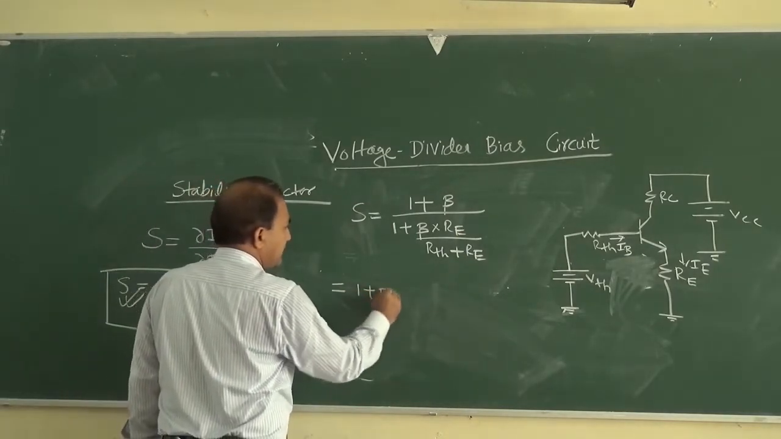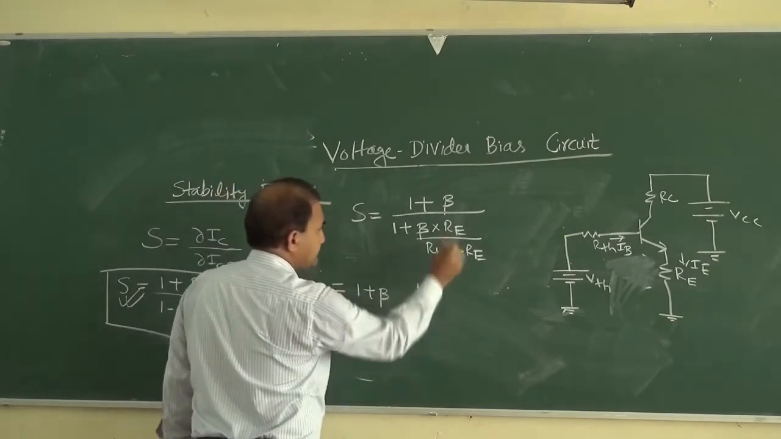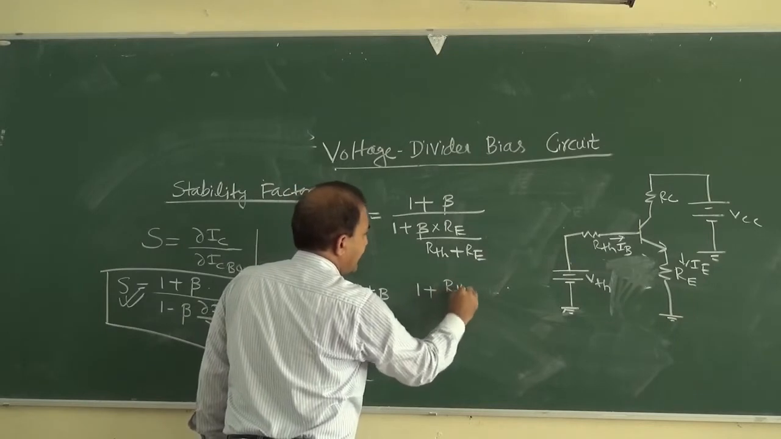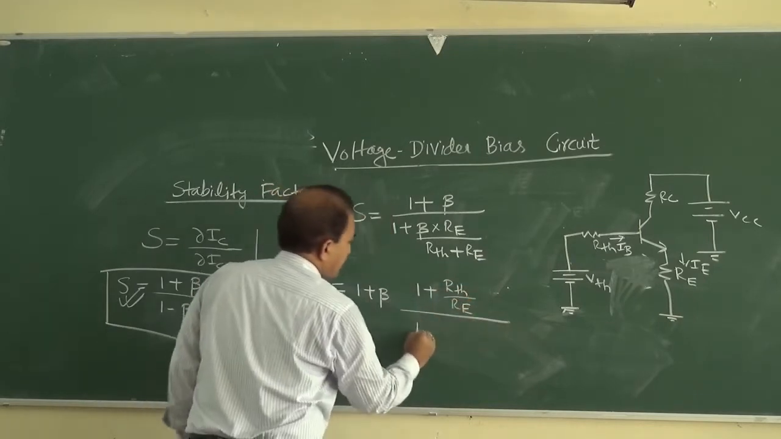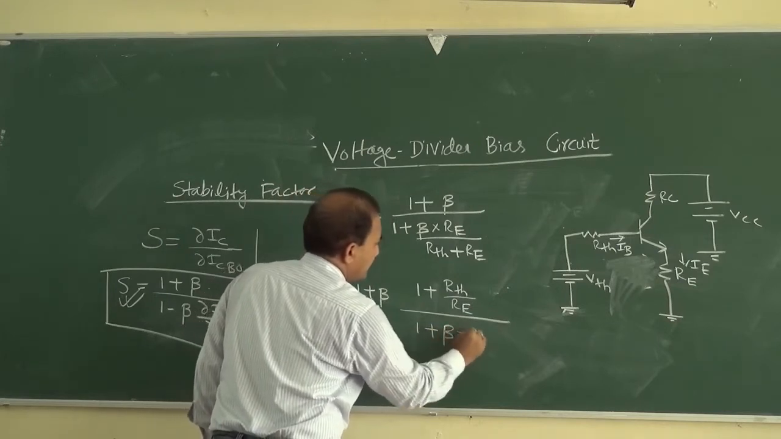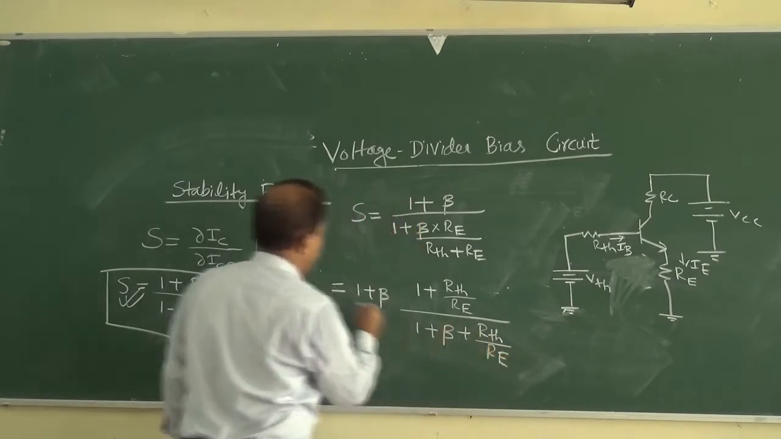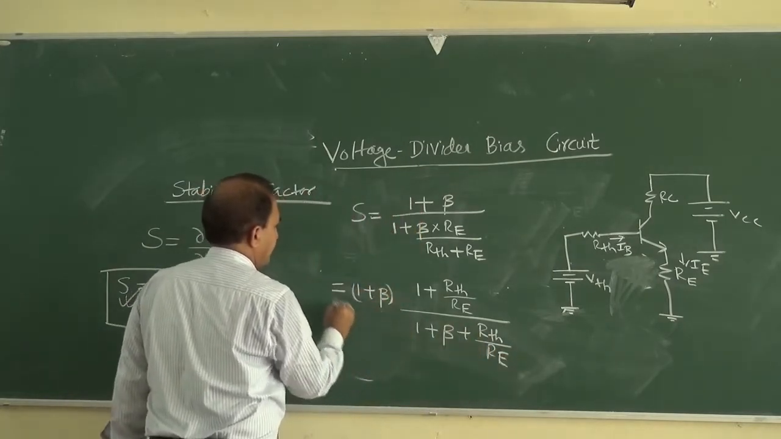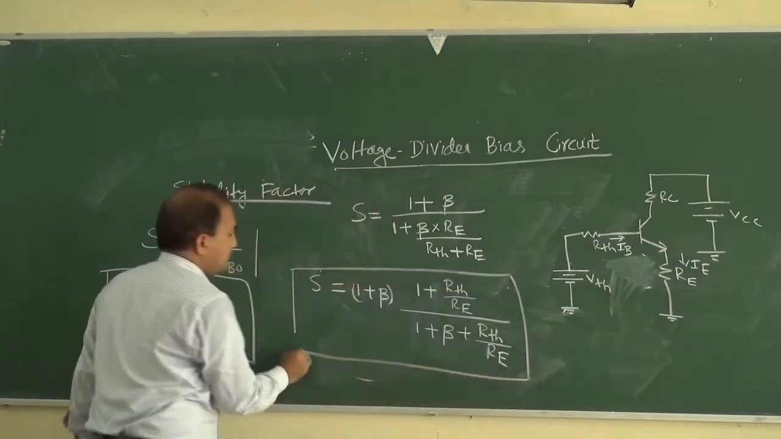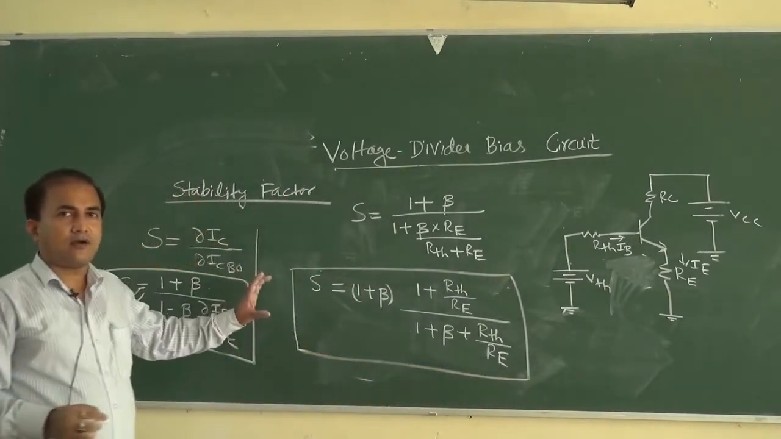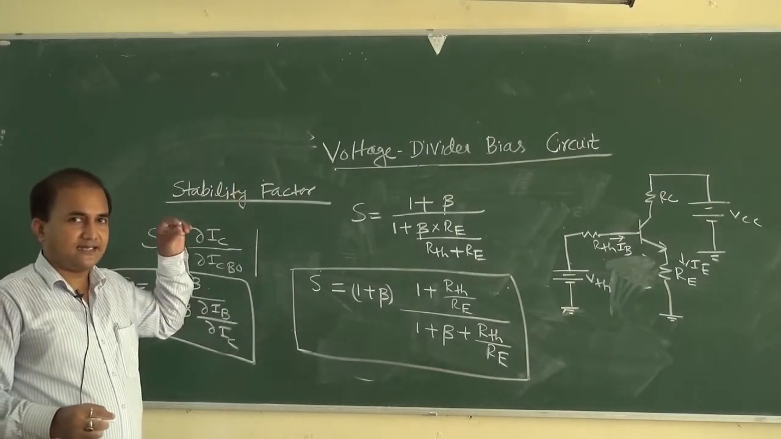So this can be written like this: 1 plus beta into (1 plus Rth by Re) divided by (1 plus beta plus Rth by Re). Okay, stability factor. So this is the expression of stability factor in case of voltage divider Vce circuit.